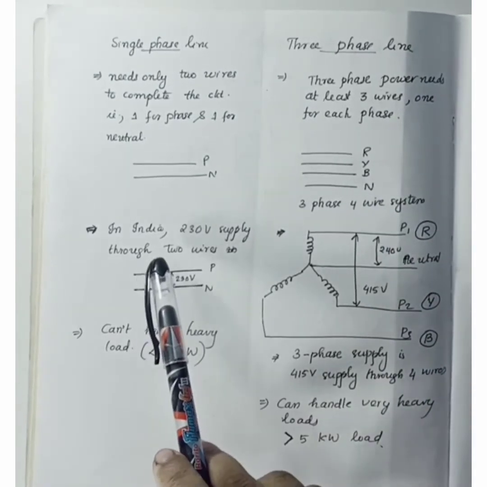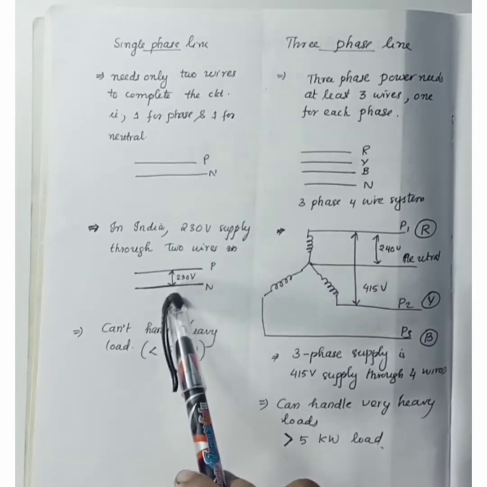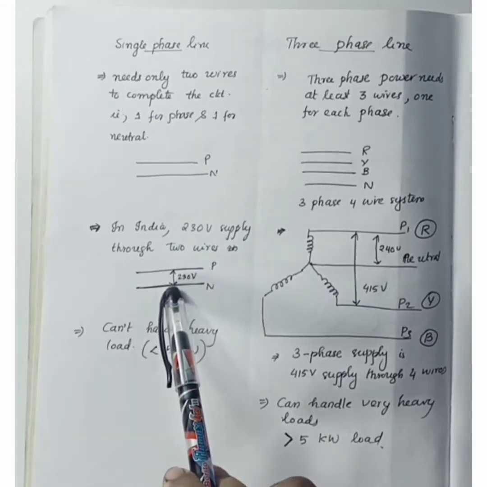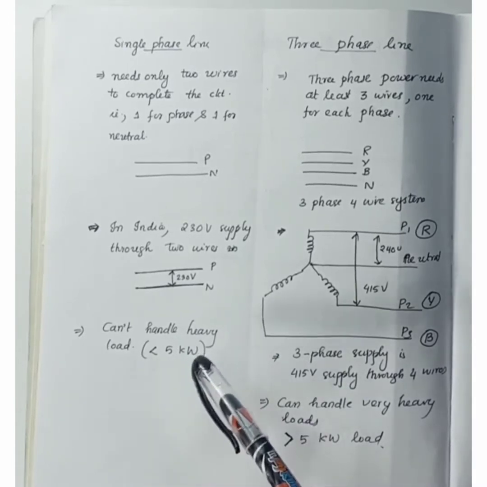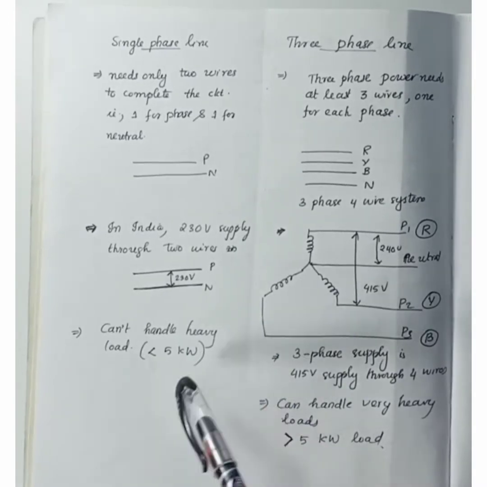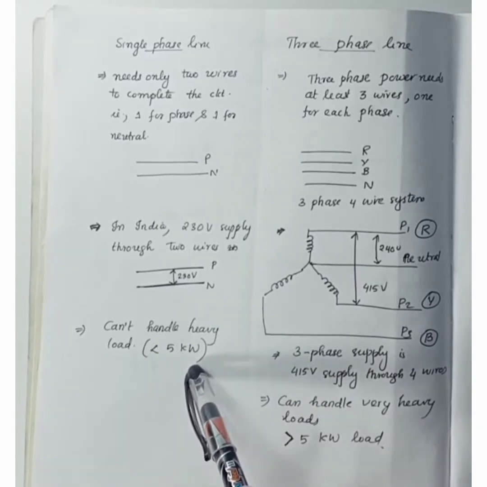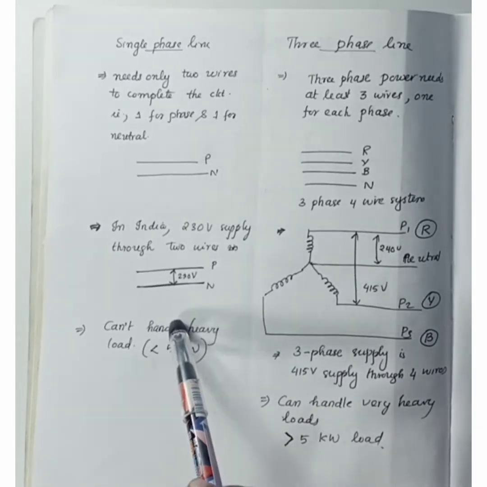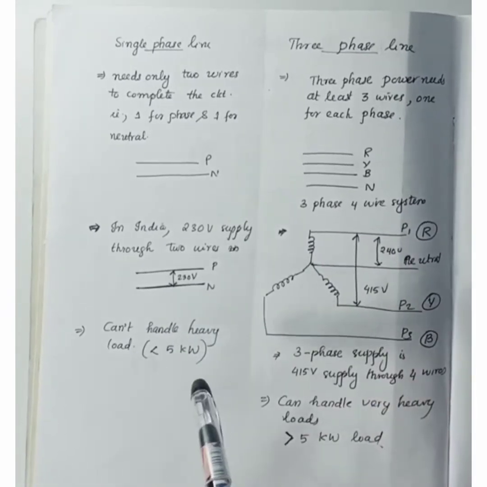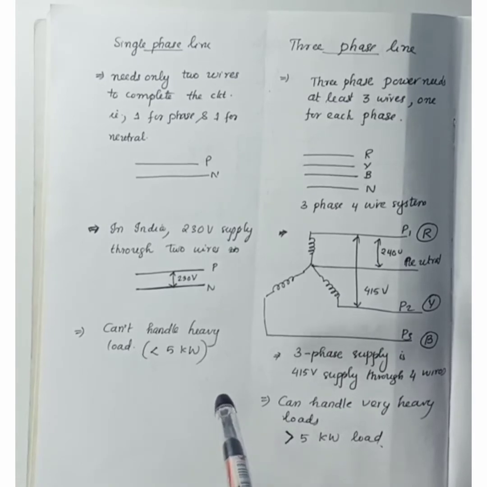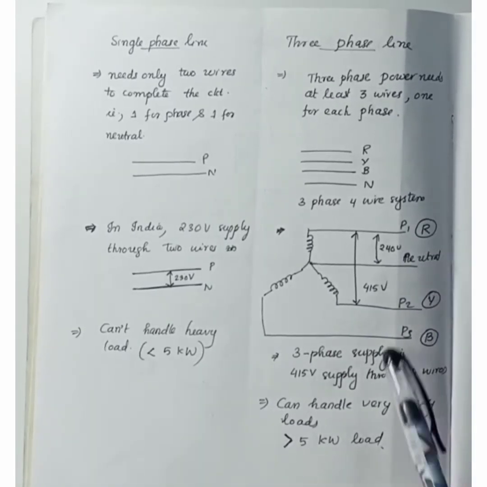In India, single phase is 230 volt through these two wires. So 230 volt is transmitted and it can be used for light load. That is, for load less than 5 kilowatt only we can use single phase line. Okay. So what is the disadvantage of single phase? It can't handle heavy load. So we will use three phase.